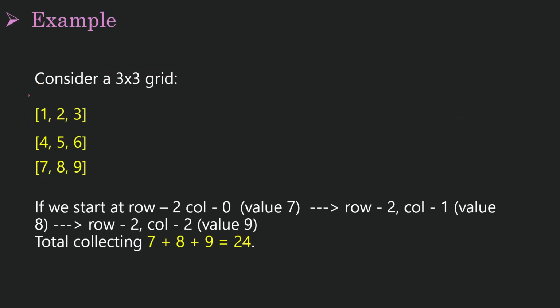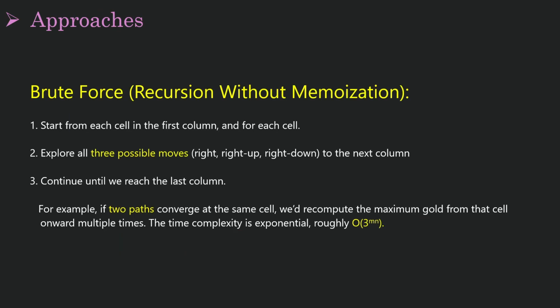For example, consider a 3 by 3 grid. If we start at row 2, column 0, which has a value of 7, we can move to row 2, column 1, which has a value of 8, then to row 2, column 2, which has a value of 9, collecting 7 plus 8 plus 9, which equals 24. But is this the maximum? We need to try all starting rows and paths to find the best one. Let's explore how to solve this systematically.